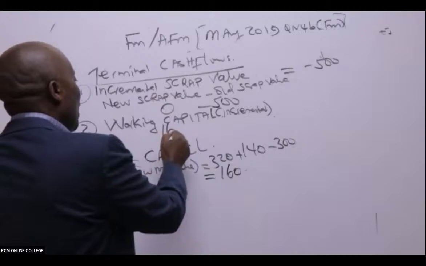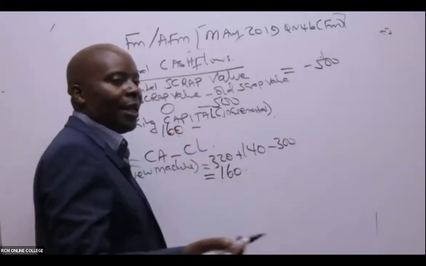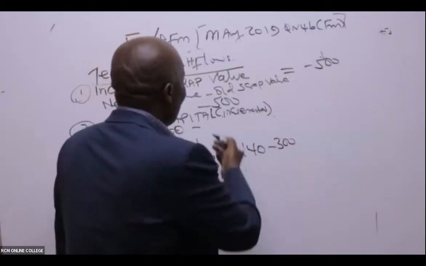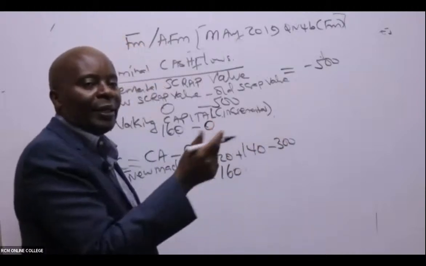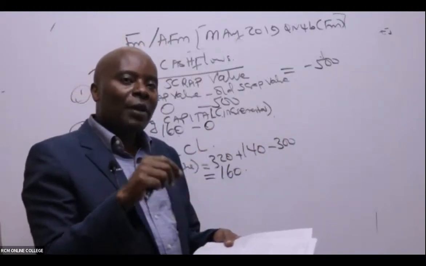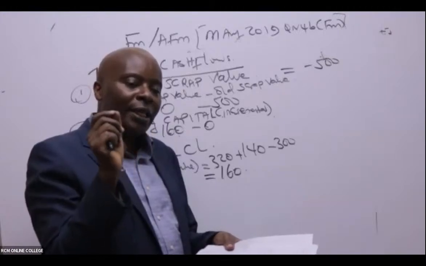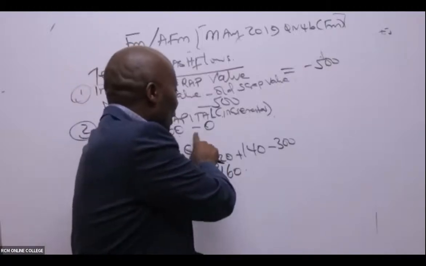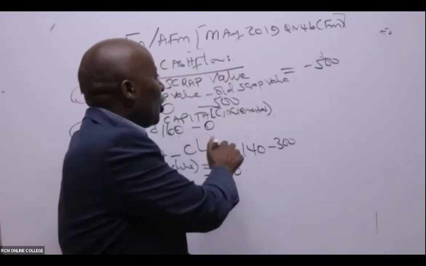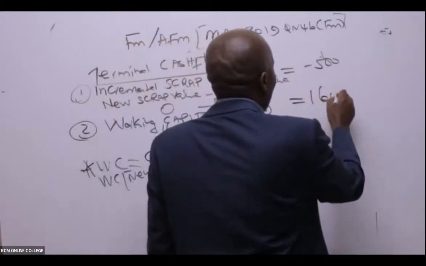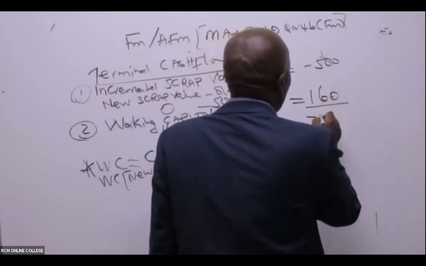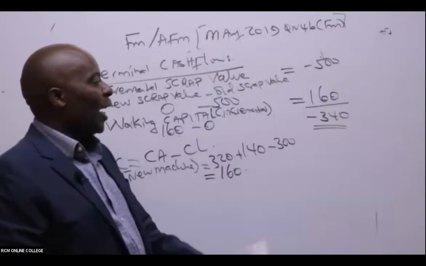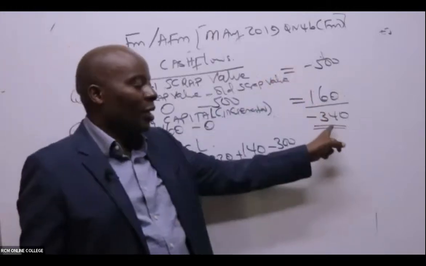So then this will be 160 minus, they haven't given me working capital for the old machine. In most cases, they give you. But here, of course, it's justifiable because they have given me the increase in working capital. So whatever we have is an increase, but there's no problem. Just say this is 0. So 160 minus 0. So this gives me 160 positive. So then this will give me minus 340. So in this case here, the terminal cash flow is minus 340.